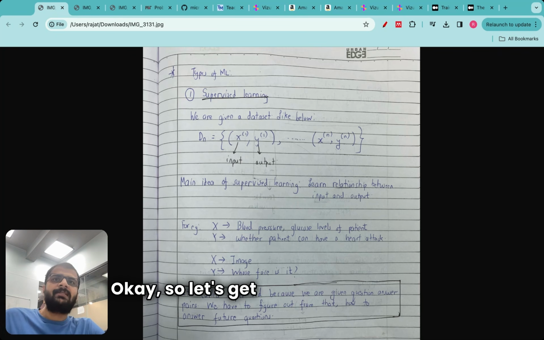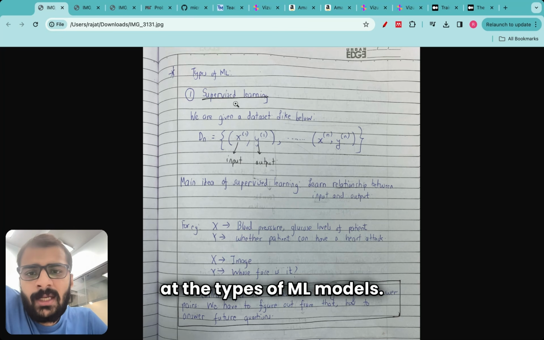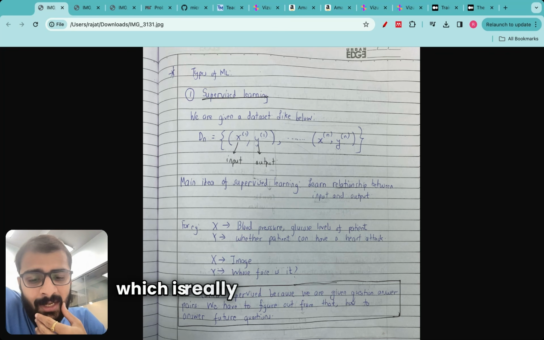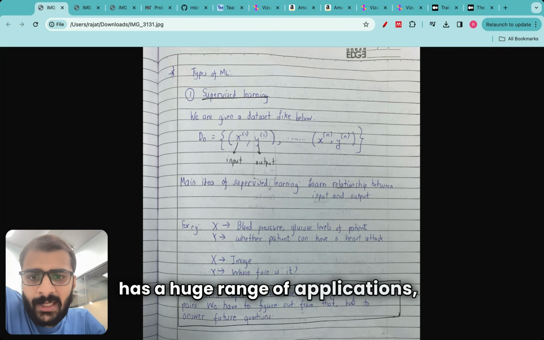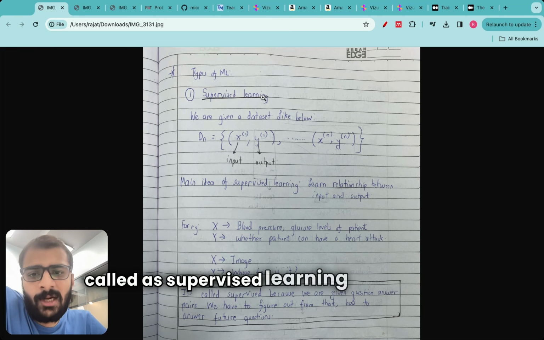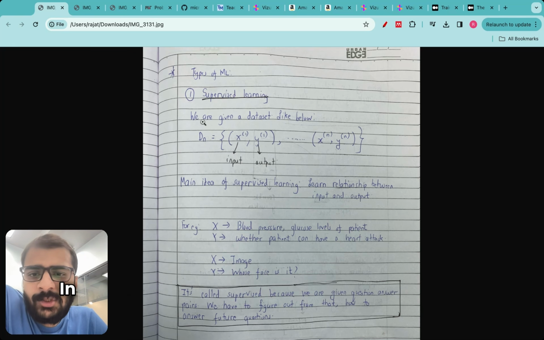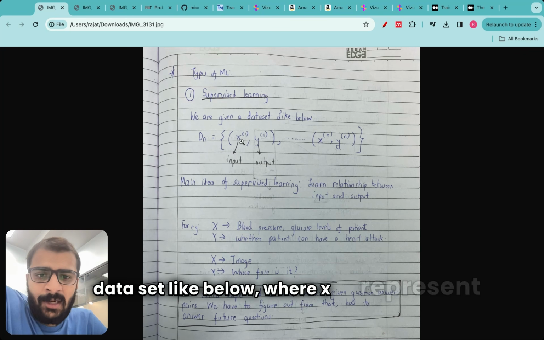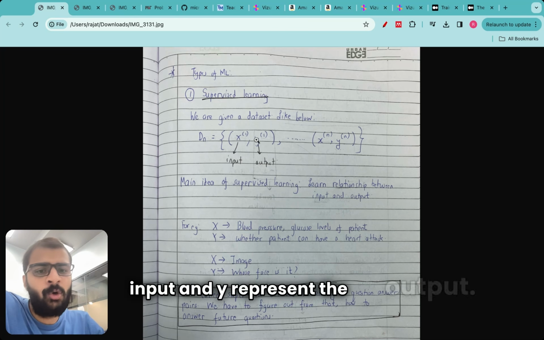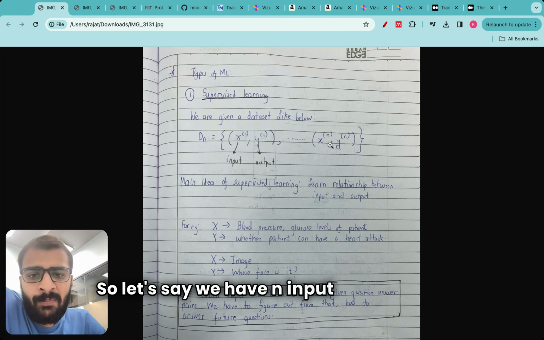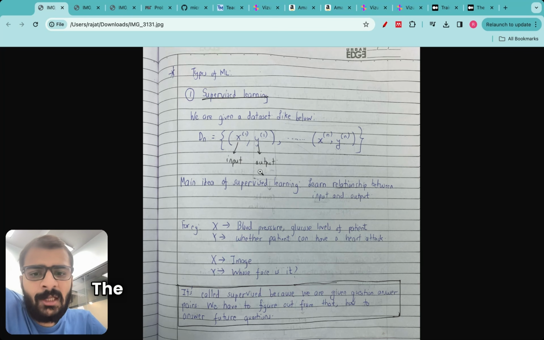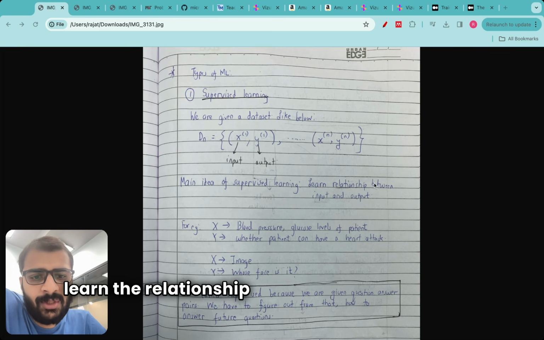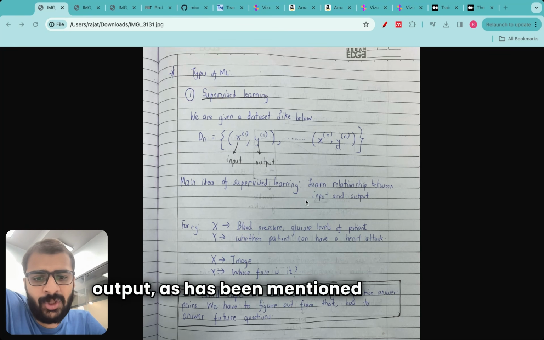Okay, so let's get started with looking at the types of ML models. The first type of machine learning model, which is really very important and has a huge range of applications, is called supervised learning. In supervised learning, we are essentially given a data set like below, where X represents the input and Y represents the output. Let's say we have n input-output pairs. The main idea of supervised learning is to learn the relationship between the input and the output.